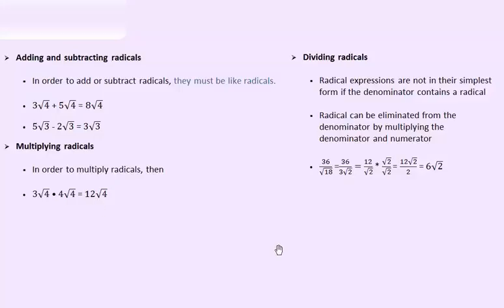And it's important to know that when dividing radicals, radical expressions are not in their simplest form if the denominator contains a radical. We can eliminate the radicals from the denominator by multiplying the denominator and the numerator. So in our example below, we have 36 over the square root of 18, where we can simplify this down to 12 over the square root of 2. To get the square root of 2 out of the denominator, we can multiply the numerator and denominator by the same value, which will cancel the square roots in the denominator, leaving 12 times the square root of 2 over 2, which can further be simplified into 6 times the square root of 2.